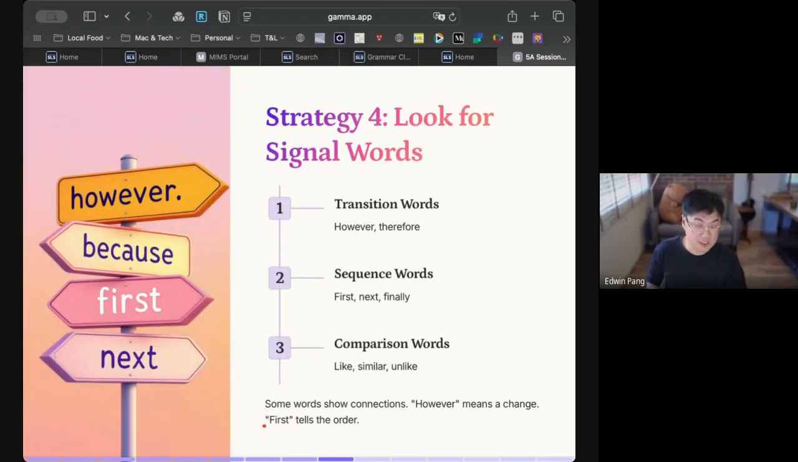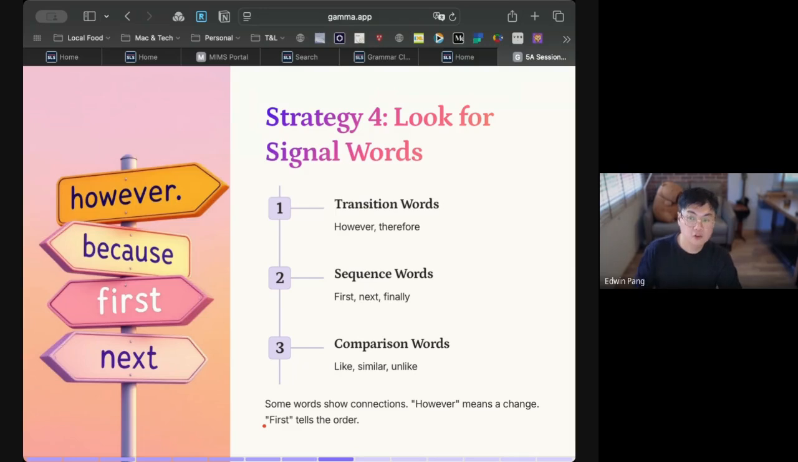So look out for signal words. Things like however, therefore, first, then, next, finally, likely, similarly, unlike. All these tell you what's going to come next. Okay, and transition words can indicate to you what is going to happen in the passage next. So look out for transition words.